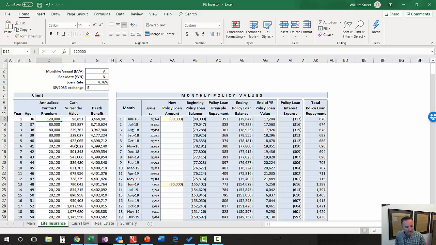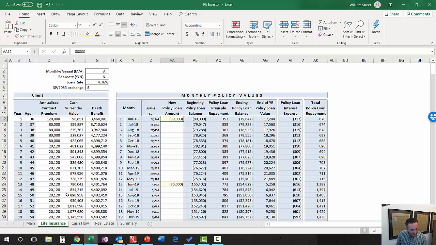These numbers over here on the left, these are annualized, right? This is how much premium he's putting into the policy on an annual basis, how much his cash value is increasing in value on an annual basis, and so on. Well, these values in the center, these are monthly values. So I'll explain. The first thing that he did is he took an immediate policy loan right out of the gate. So month number one, he takes an immediate policy loan of $80,000.